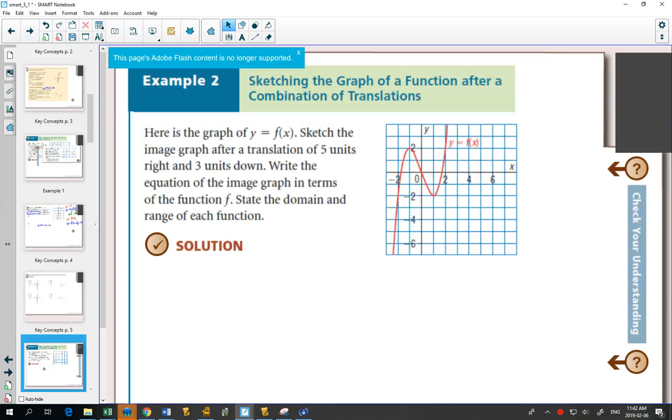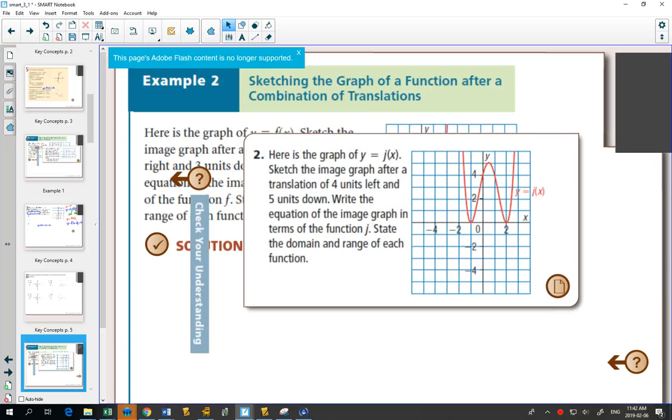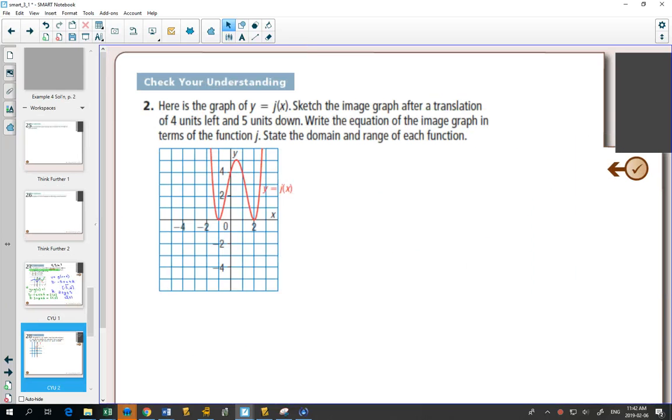So when we go to example 2 now, we've got some sort of funky W graph that's written in function notation as j of x. Sketch the image of the graph after a translation of 4 units left and 5 units down. So what I would do is I would look for some key points. These ones look like key points. This one looks like a key point.